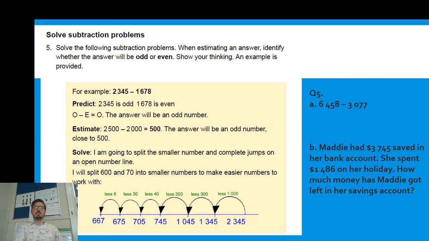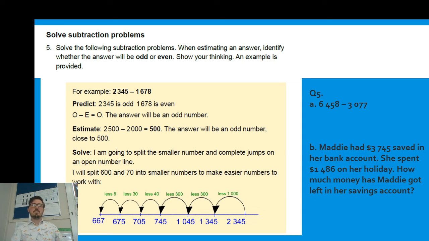Okay, this one is about subtraction. It's the same deal. Okay, there's an example there. You predict using your odd and even generalizations. You estimate using numbers that are close to the number. I use a rounding method. Okay, 2,500 take 2,000 is 500. So the answer is going to be odd and it's going to be close to 500.